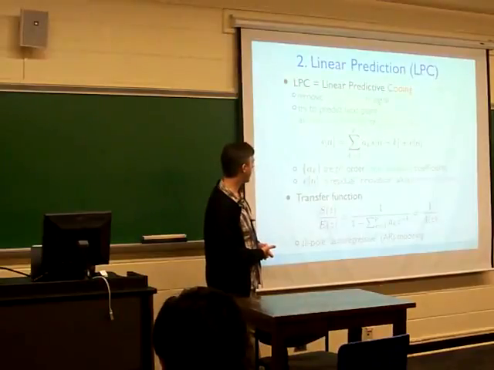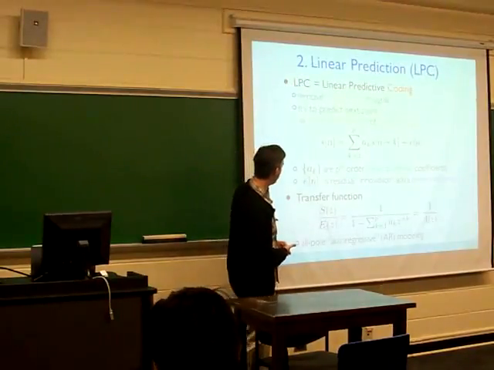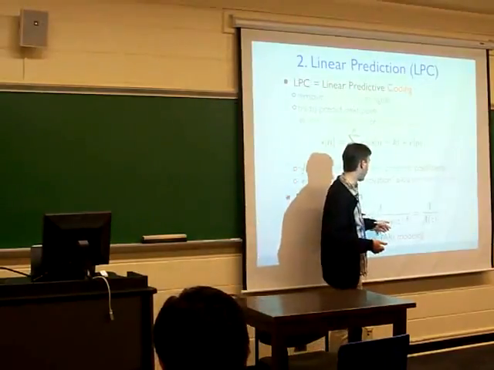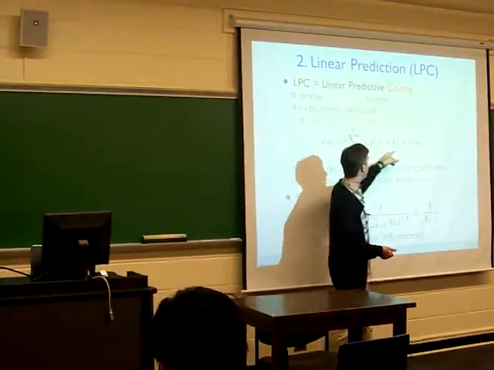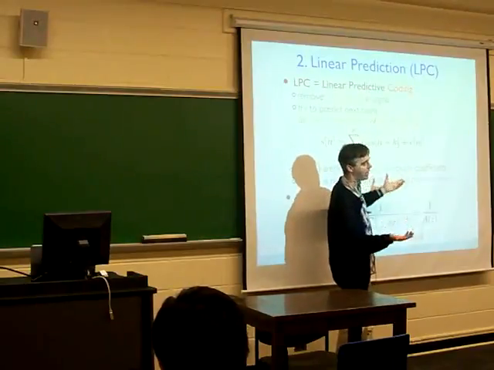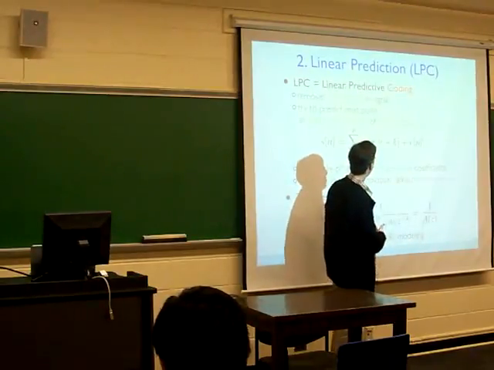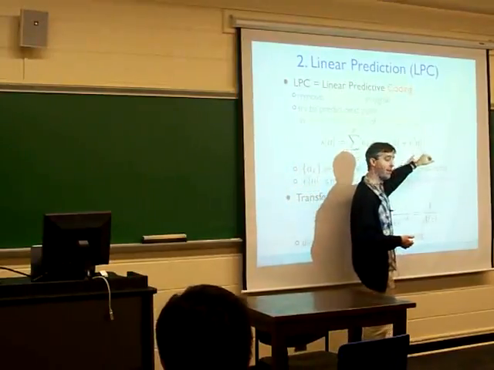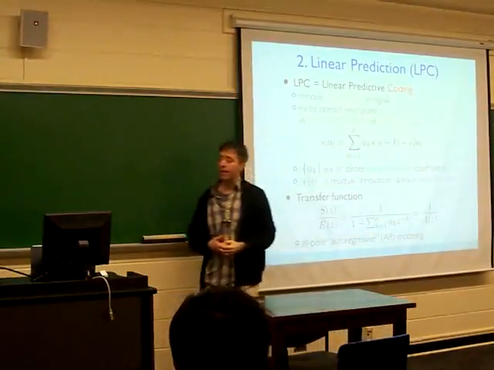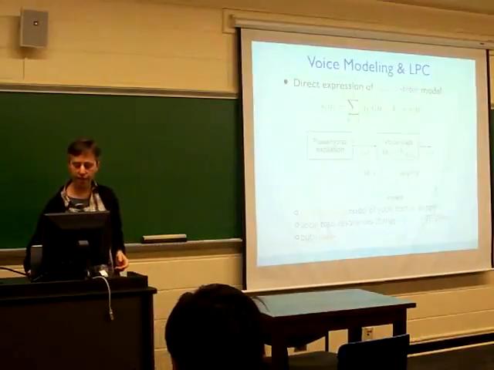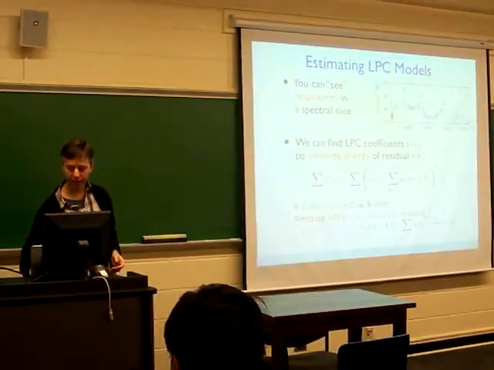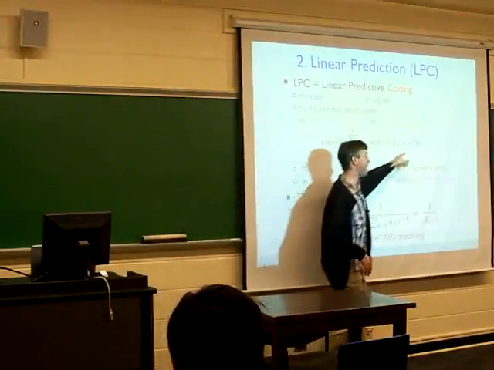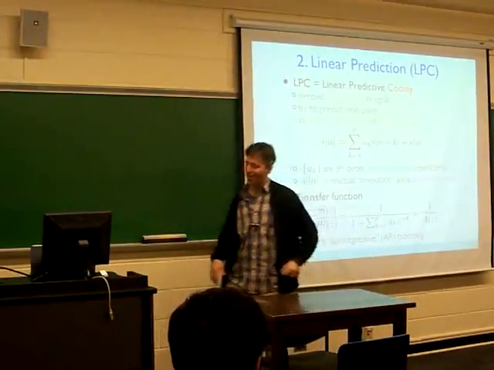So that's the model. The only question is how you find these a_k parameters. Of course, it doesn't matter what you do, if you're including the error as well, then you can make it work. But the idea is to try and get these a_k to minimize the amount of information you have to send here. And the natural thing to do there is to minimize the energy of this error. But I'll show you that in a second.